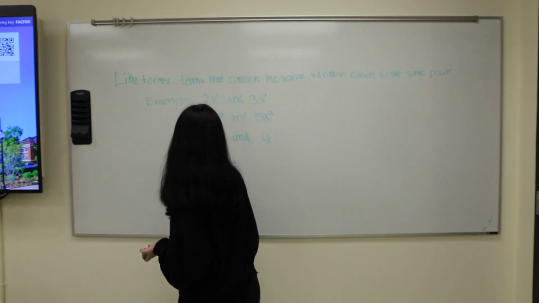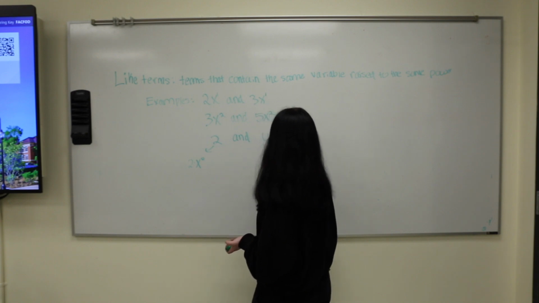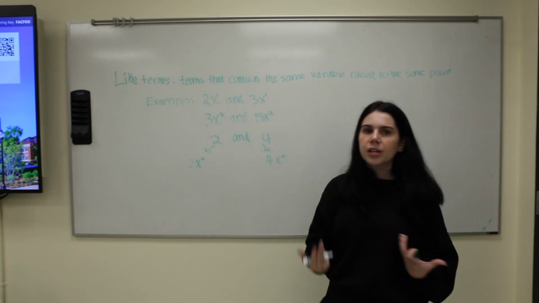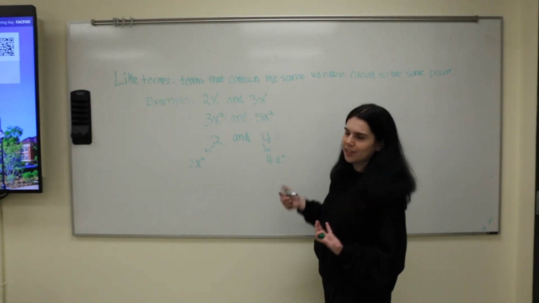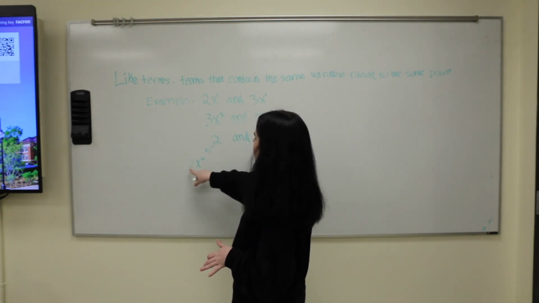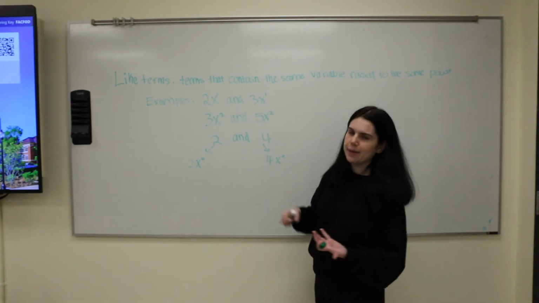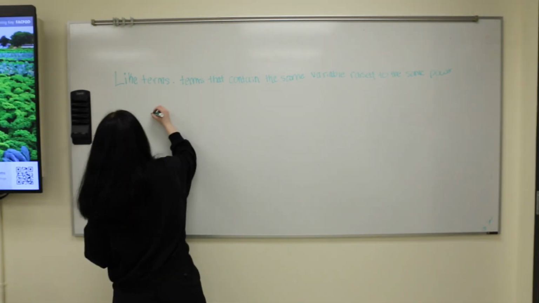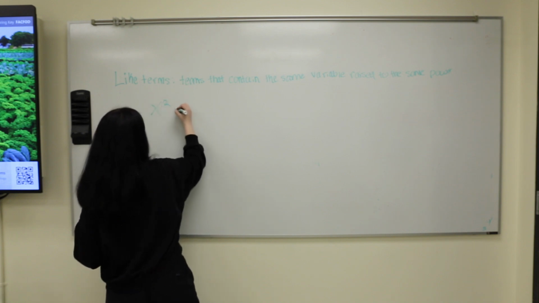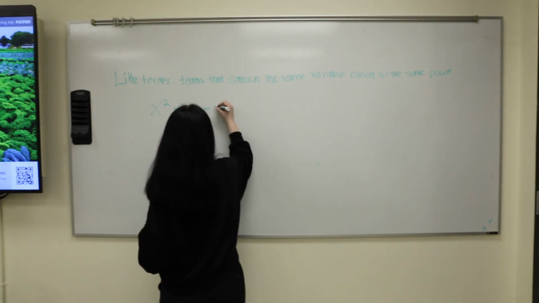So 2 can be thought of as 2 times x to the power of 0. 4 can be thought of as 4 times x to the power of 0, excuse me. So these two things have the same variable raised to the same power, which is 0. Here is a polynomial that has like terms.